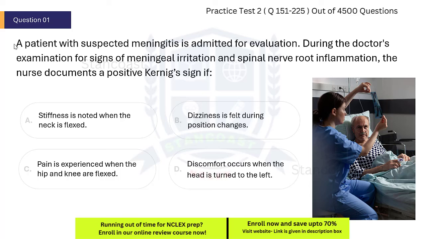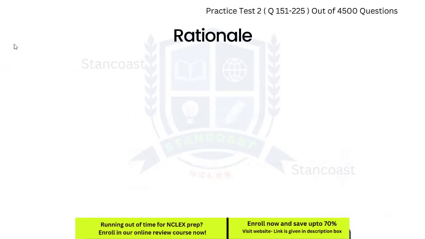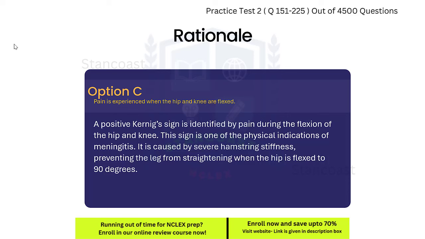Take a moment to think about it. Remember, this sign indicates irritation of the meninges. Got your answer? The correct answer is C. Pain is experienced when the hip and knee are flexed. A positive Koenig sign is identified by pain during the flexion of the hip and knee. This sign is one of the physical indications of meningitis. It is caused by severe hamstring stiffness, preventing the leg from straightening when the hip is flexed to 90 degrees.